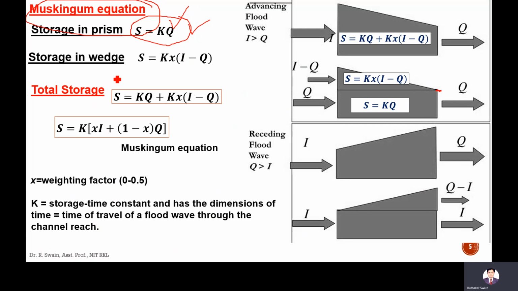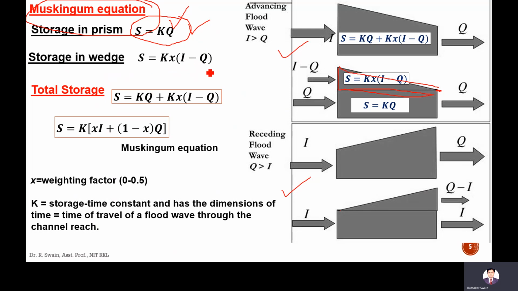Storage in wedge, that means due to the advance or the receding of the flood. This is the advance section and this is the receding section, due to this triangle which is formed, due to this wedge you can say. So here S is K into X into I minus Q.